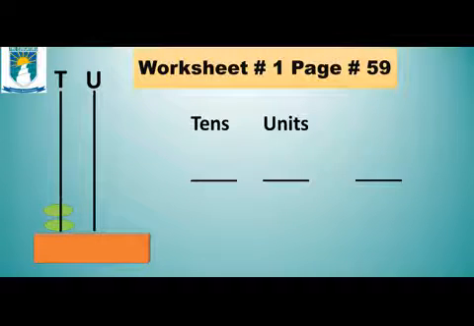My dear students, now count the beads in tens position. You can see in tens position we have 2 beads. So we will write 2 in tens place. Now count the beads in units position. There is no bead at units position, so we will write 0 in units place. It means 2 tens and 0 units make 20.